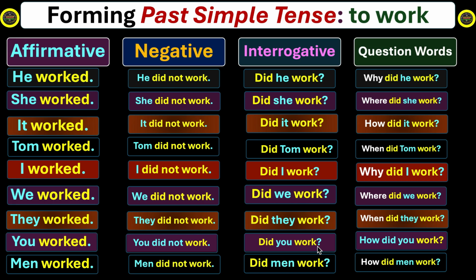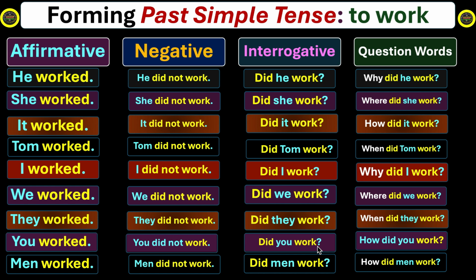What we notice in this particular tense is that whether your subject is singular, like he, she, it, and a singular noun, or whether you have plural subjects, we always use the second form of the verb in the affirmative form. And in the negative, interrogative, and question words, we use did.